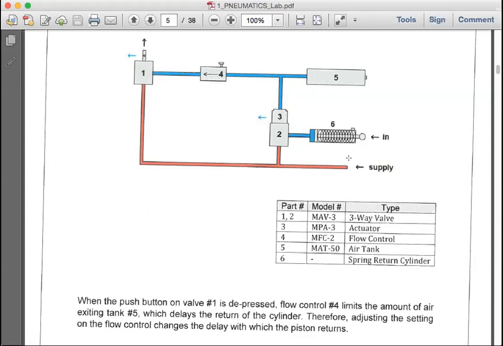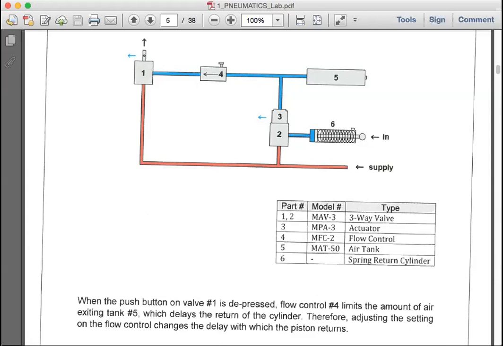Very good. So I think, Professor, I have a question. Go ahead. So for actuator number 3, I know you said earlier that it actuates when there's a pressure greater than 20 psi. When it's venting, does it instantly deactuate when there's less than 20, or does it gradually?